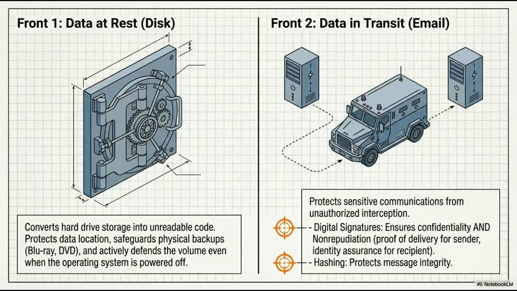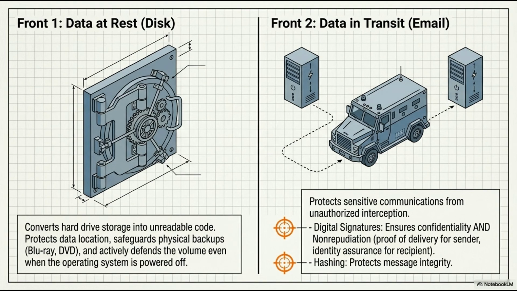Awesome. And the second target here is hashing. The slide says it protects message integrity. Right. Integrity means proving the message wasn't tampered with during transit. While it was inside the armored truck. Exactly. Hashing is a mechanism that takes the email, runs it through an algorithm, and creates a unique digital footprint. So if a hacker changes even one word in the email, the footprint changes completely. The hashes won't match, and you know it was tampered with.